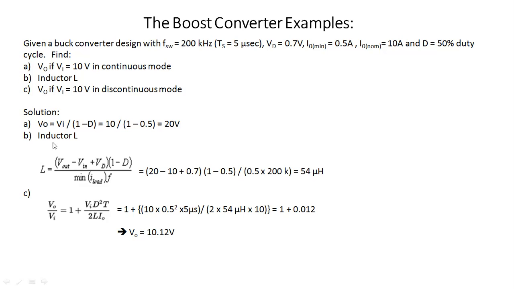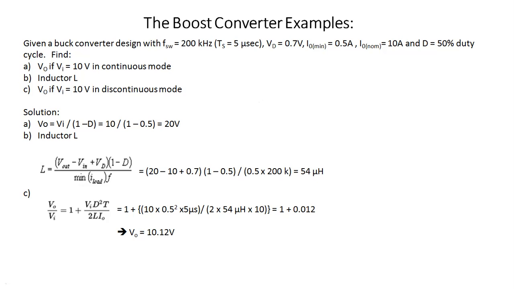Again, you are supposed to find the value for the inductor. We are having the formula VO minus Vin plus VD into 1 minus D upon minimum I load into F. If you put these values, 20 minus 10 plus 0.7 into 1 minus D, which is 0.5, upon I load into F. I load we are having here as 0.5 and F they have given as 200 kilohertz, so you can write 200 into 10 raised to 3. You will get the value for inductor, that will be 54 microhenry.